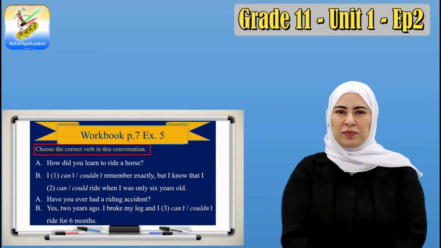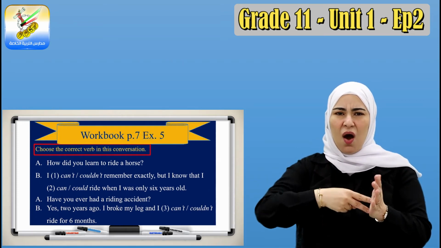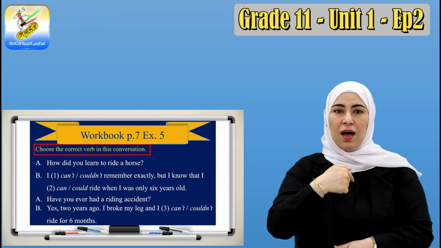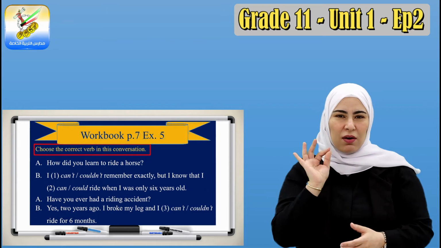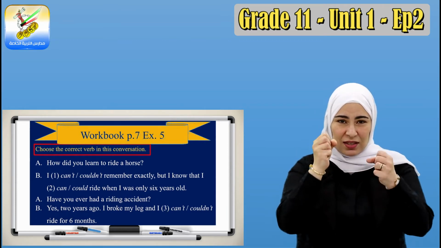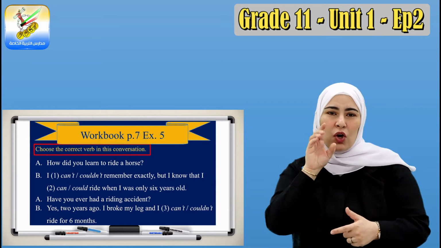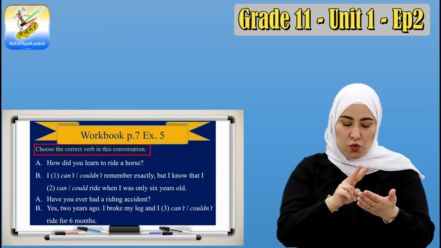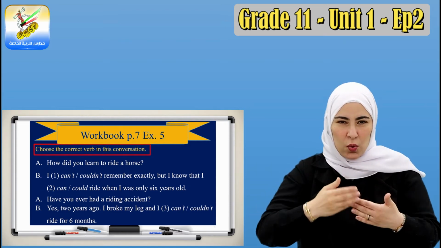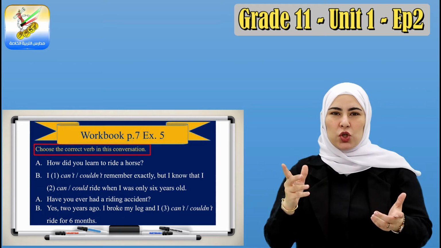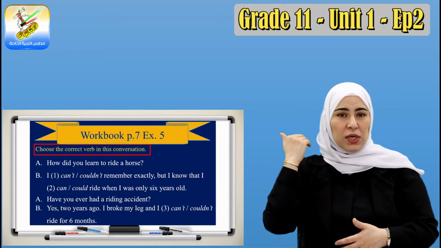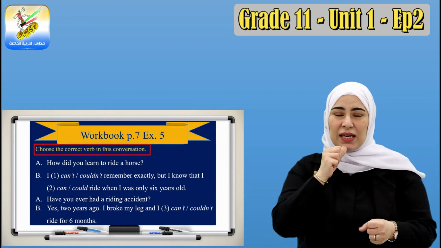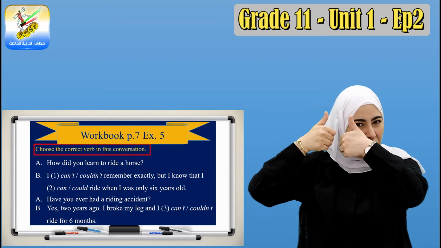Now, A. How did you learn to ride a horse? B said, I can't or couldn't remember exactly, but I know that I can or could ride when I was only 6 years old. Before you answer, look at the sentence. Try to figure out the tense of this sentence, past or present. So now again, I can't or couldn't remember exactly. Try to figure out the correct answer.